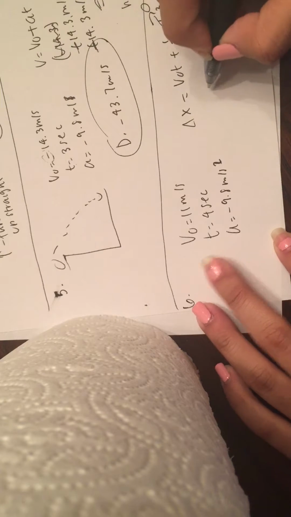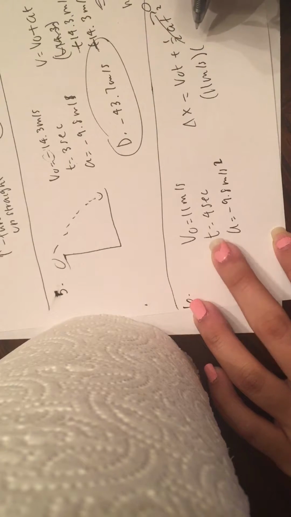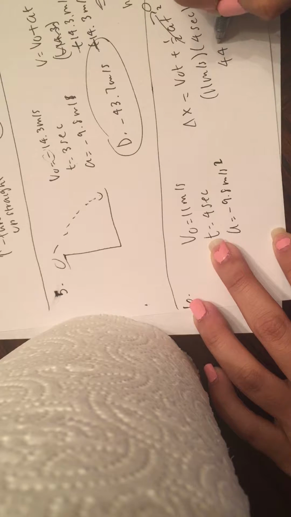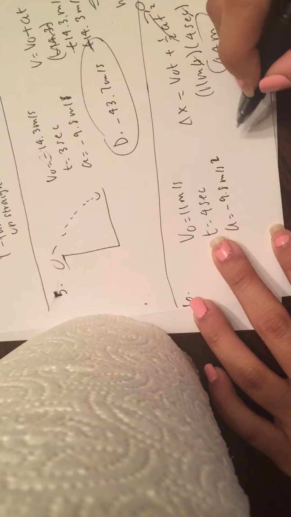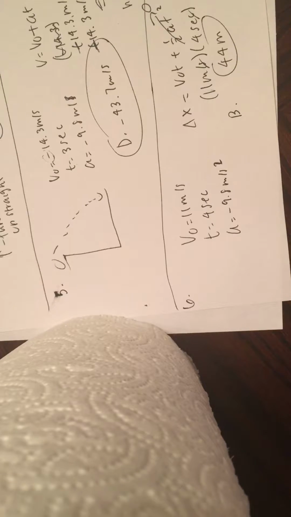So what you will do is you plug in v naught, so 11 meters per second times t, which is 4 seconds. Multiply that, you'll get 44 meters. Seconds will cancel out. You have 44 meters. And my answer will be 44, which is B. Yep.